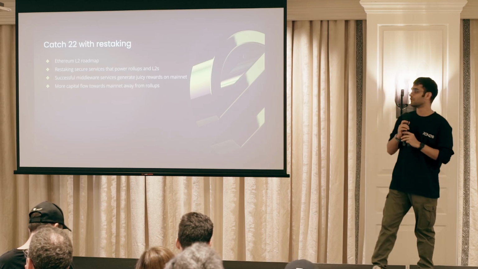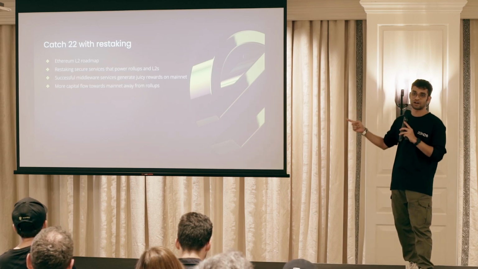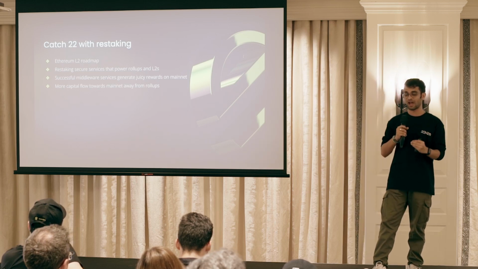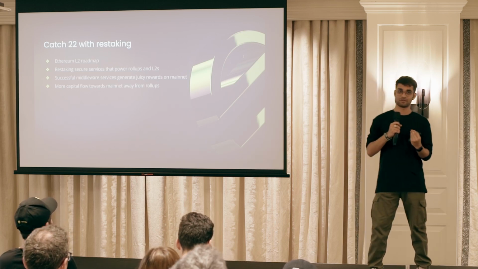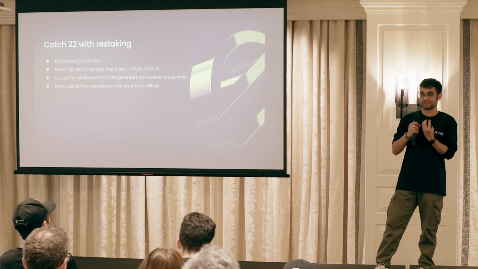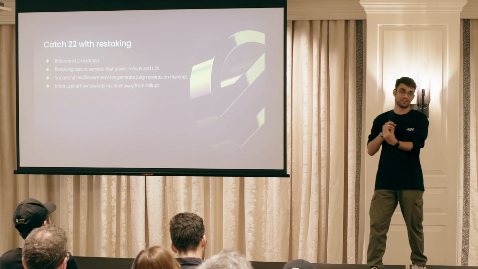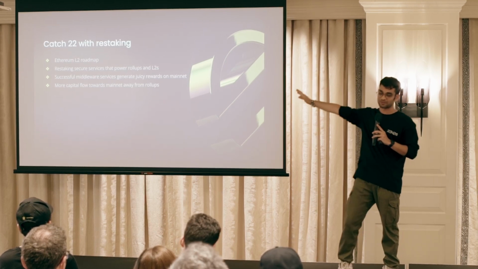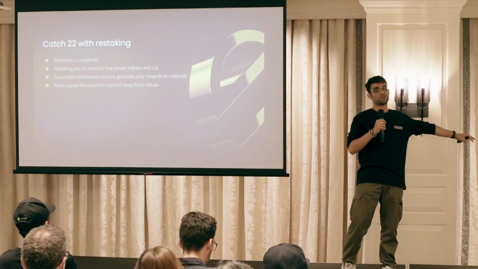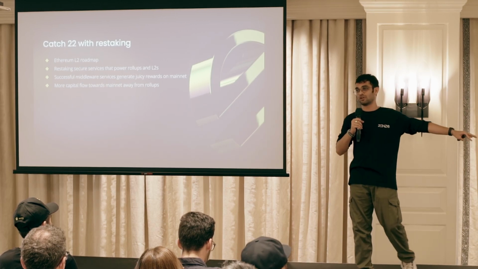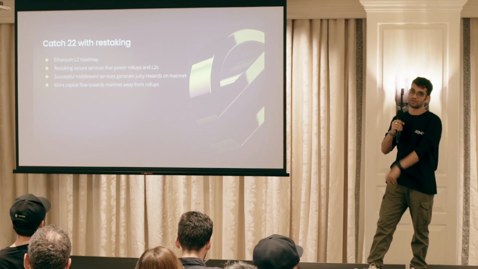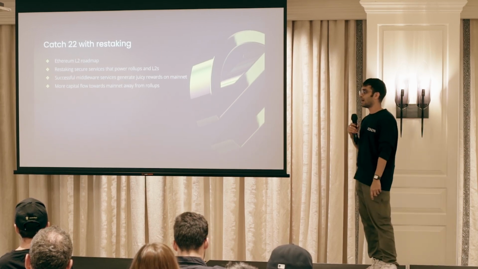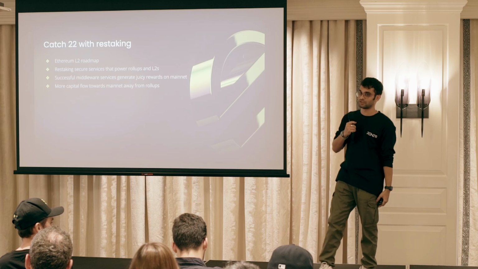But the problem is, the more successful these middleware services are on Eigenlayer, the higher the juicy rewards on mainnet, and the more capital you attract and essentially rob from the very rollups that you mean to serve, right? So this is where the alignment breaks. You want to help service rollups, but the more successful you are on mainnet, you're going to attract more TVL on mainnet, and your rollups are going to be left without TVL or without users. The more successful restaking gets, right? And we identified that, and we wanted to solve for this.